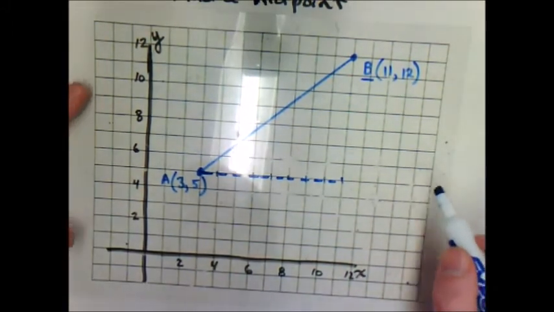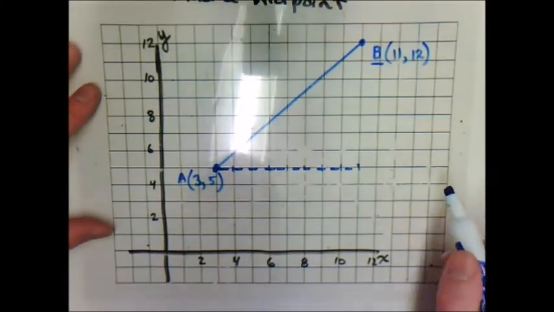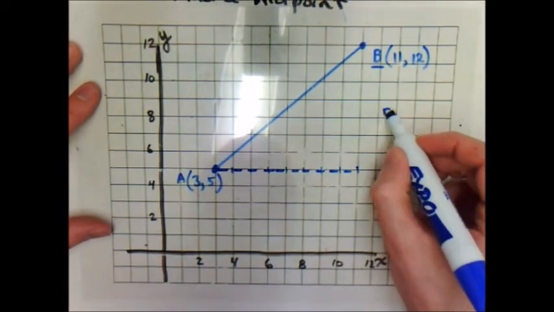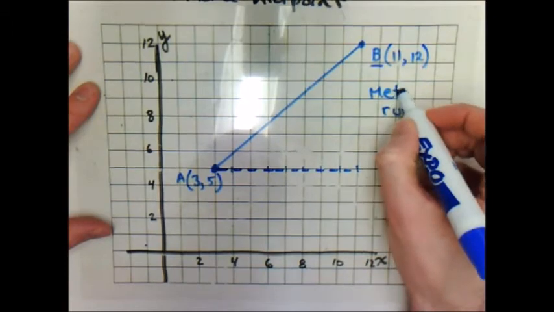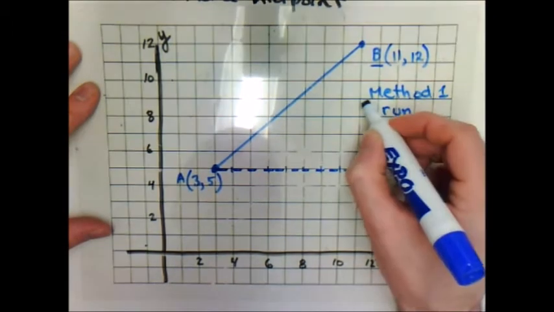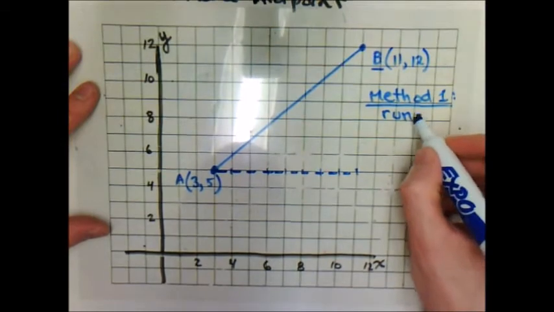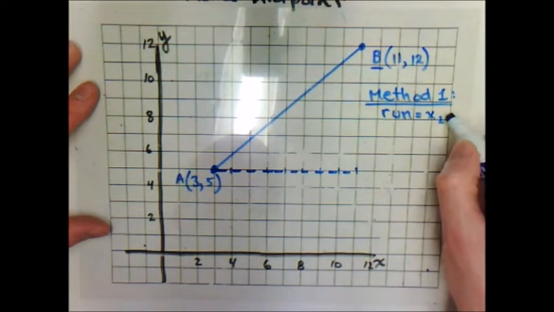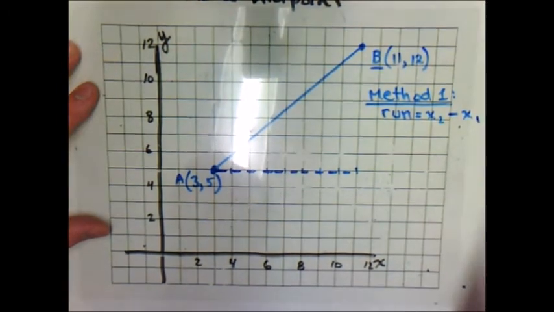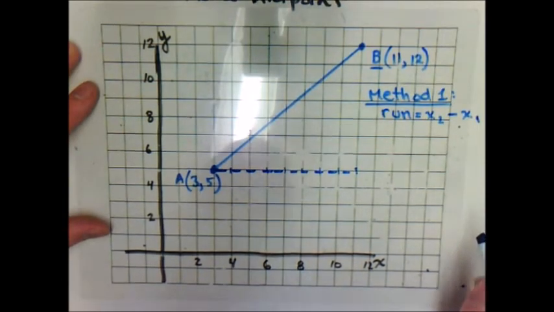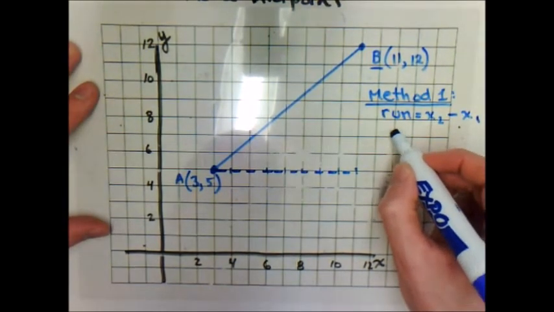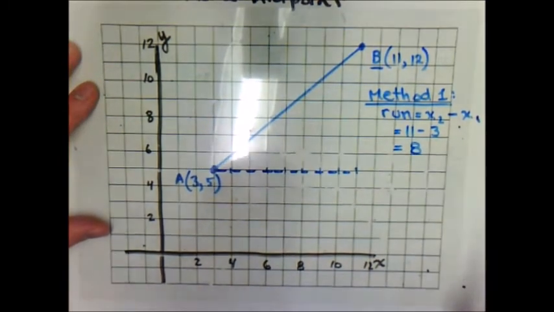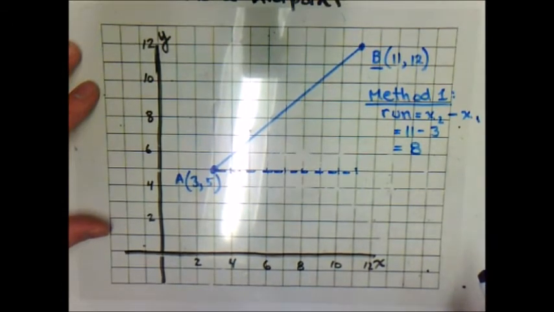Hopefully you can still see if I do some math on this graph paper. In order to find out how far we have run, this is method 1. The run is the x value x2 minus x1, which equals 11 minus 3, which is 8. So the run is 8.